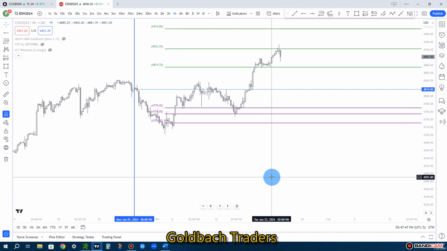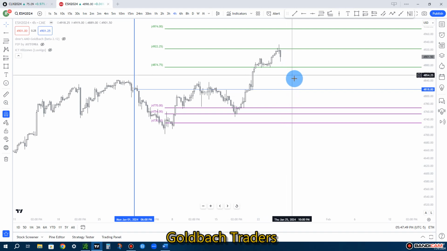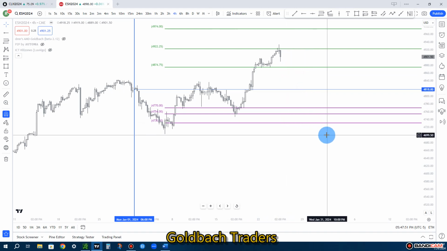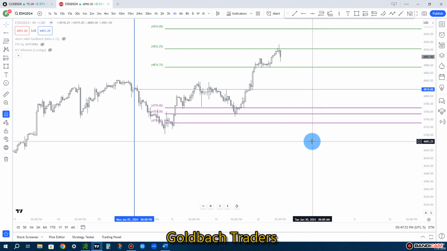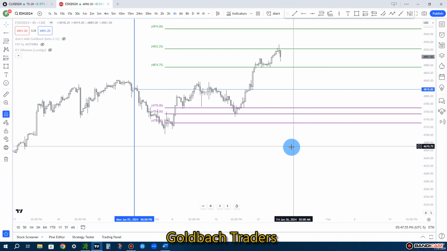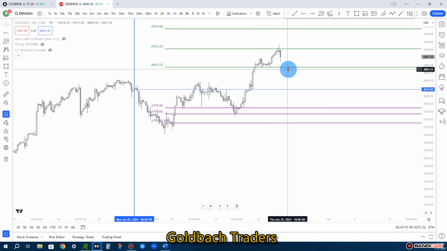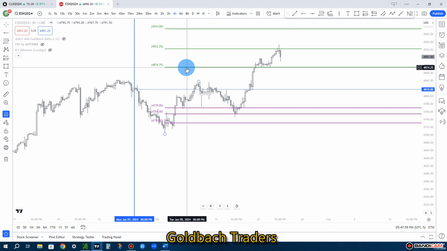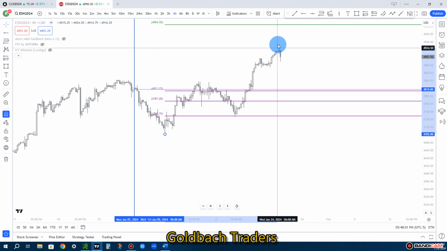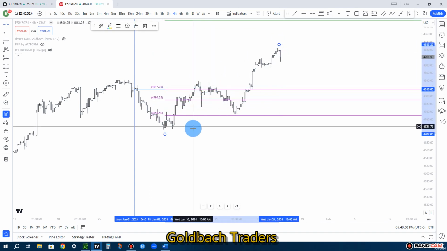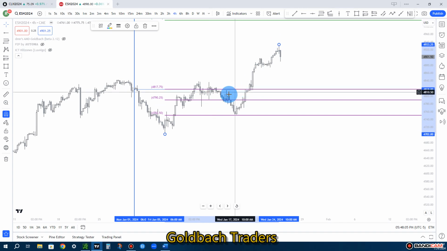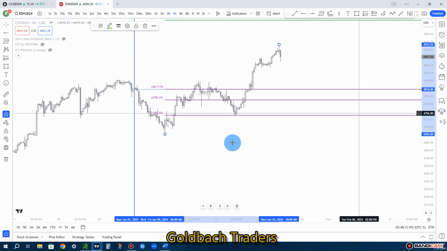Now, I do think we're going to have some retracement coming down. That's just my bias right now. I think since we made this run, let's move this to the high, and notice how the 50% is right on the 48.18. The 50% is 48.1775, which is right on the 48.18.